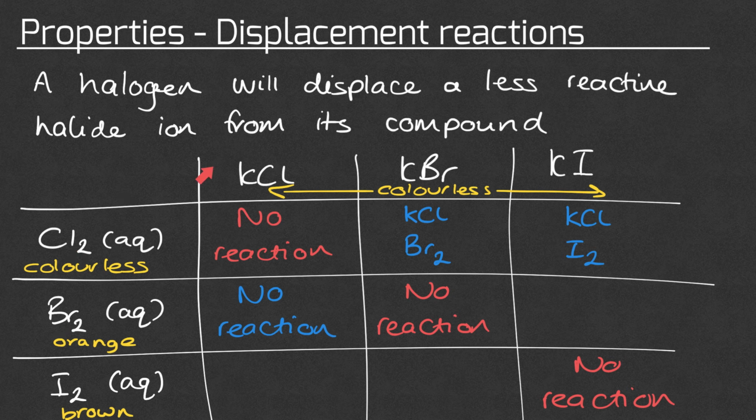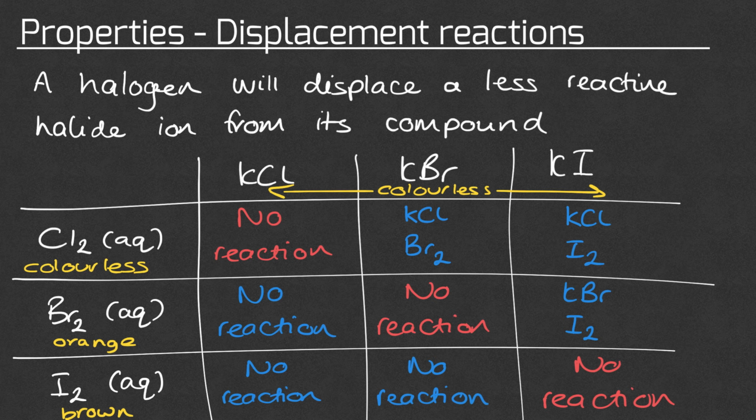Bromine is less reactive than chlorine, so the bromine can't displace the chloride from its salt, therefore there's going to be no reaction in this case. Bromine is more reactive than iodine though, so the bromine can displace the iodide from its salt, forming potassium bromide and iodine. Iodine is less reactive than chlorine, so the iodine can't displace the chloride from its salt, so there will be no reaction in this case.